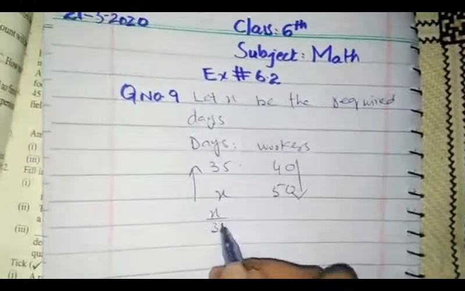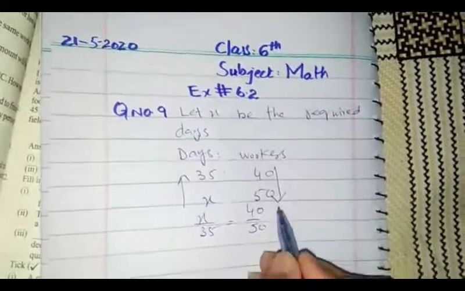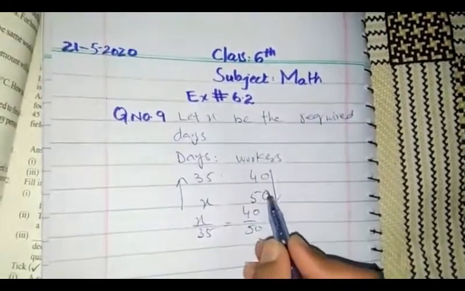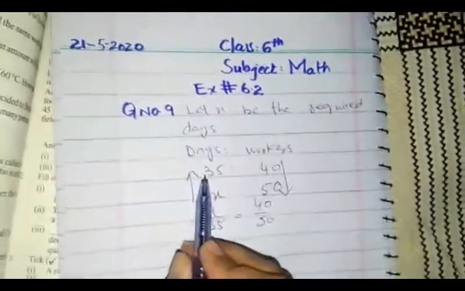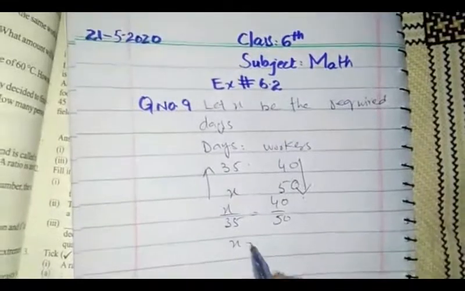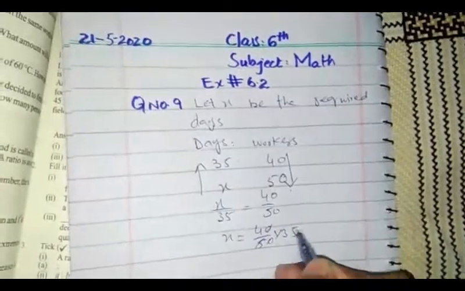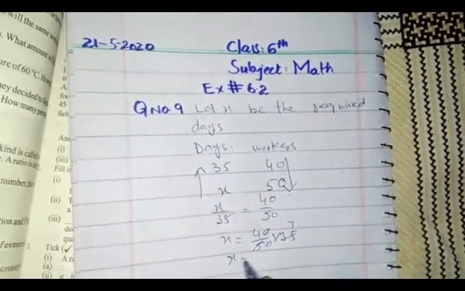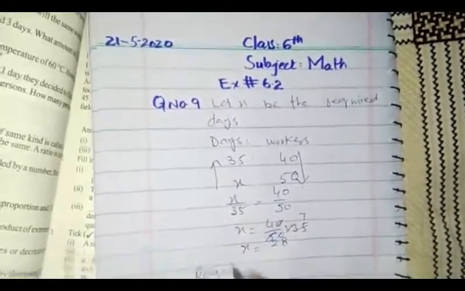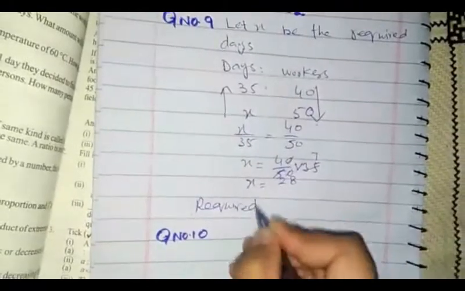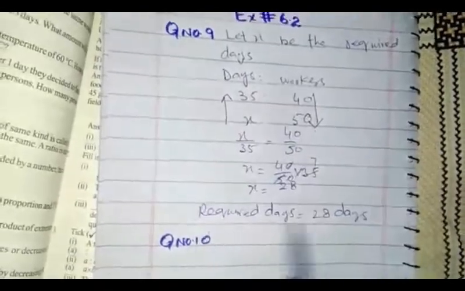Now x over 35 is equal to 40 over 50. The denominator becomes the arrowhead sign. Arrowhead is on 50, so 50 becomes denominator. Arrowhead is on 35, so 35 becomes denominator. Then x is equal to 40 over 50 multiply 35. 0 cancel by 0. 5 7s are 35, 7 4s are 28. So required days is equal to 28 days. This is our answer.